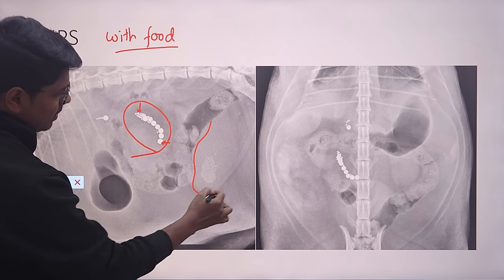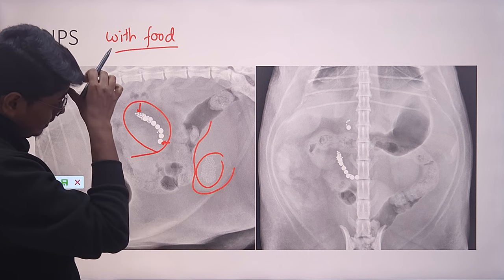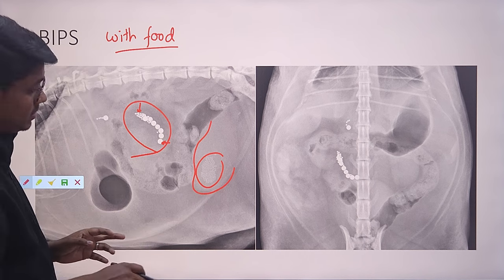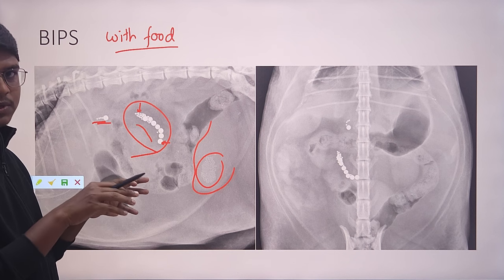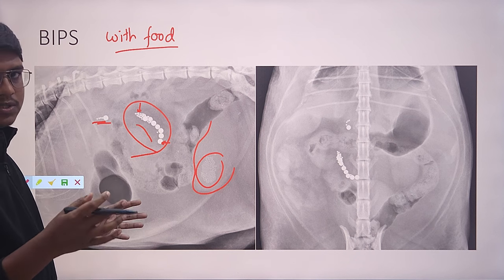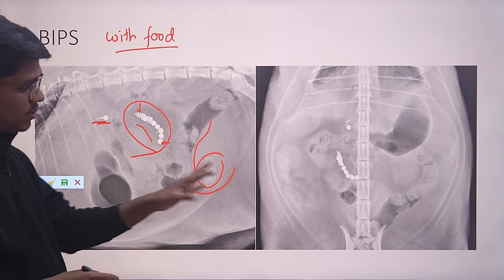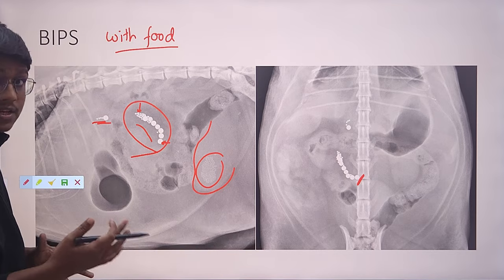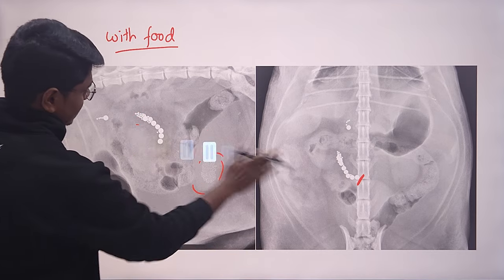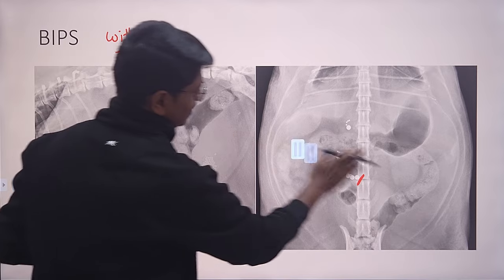Here in the urinary bladder also there are stones. Okay, these are not BIPS, but the spheres will reach the obstruction point and they will stay there. When they stay, you can identify that is the point of the obstruction. Okay, you have to take serial radiographs to identify the position.